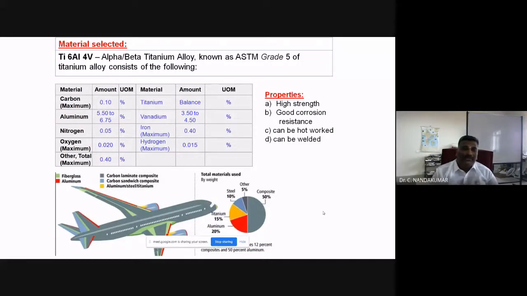In this case, the aerospace industry uses 50% composites and titanium is 15%. Then 10% steel and other materials, and 20% aluminum. Because of the cost, they use very little titanium, and the production of titanium is also very low. The yellow or orange mark denotes the titanium usage.